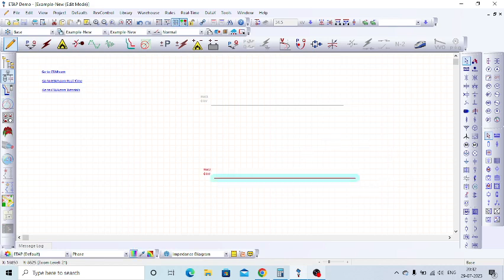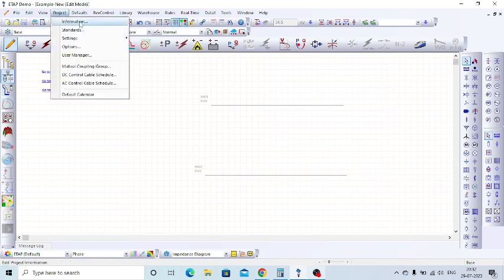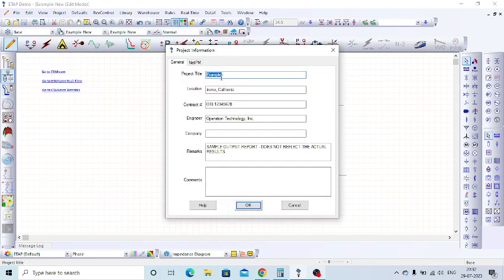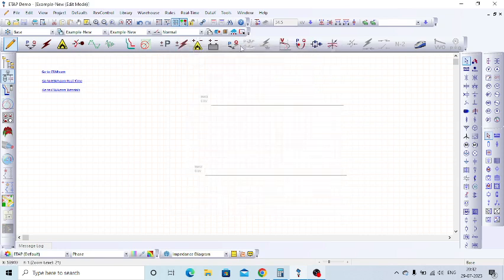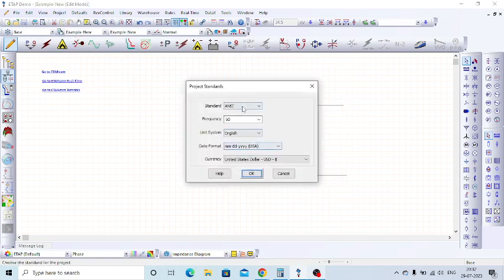After opening the software, first we have to do some initial settings. The first one is the information. In the information, we need to enter some basic details about the project. This one is optional. The second one is the standard. We have to set the standard based on the country, whether it is IEC or ANSI.